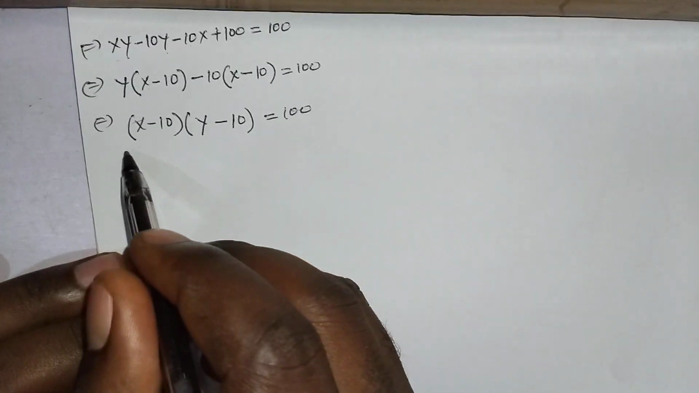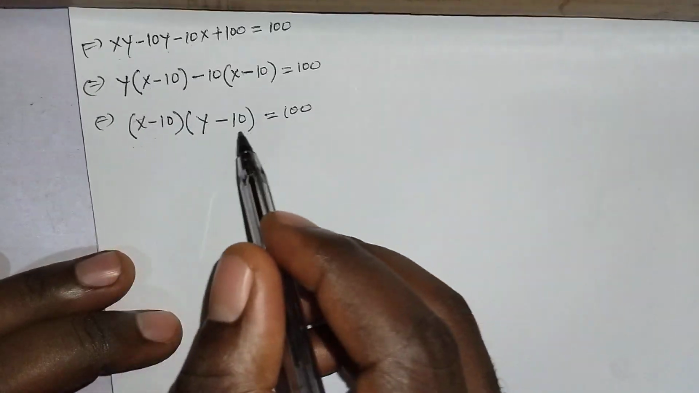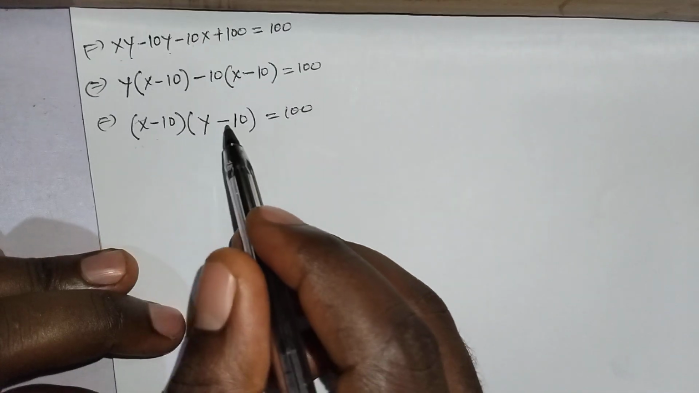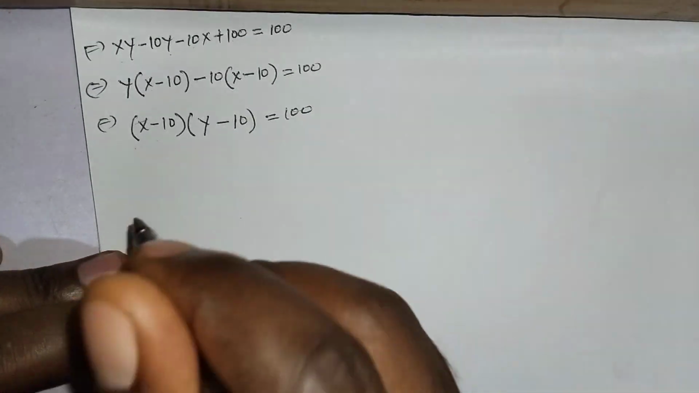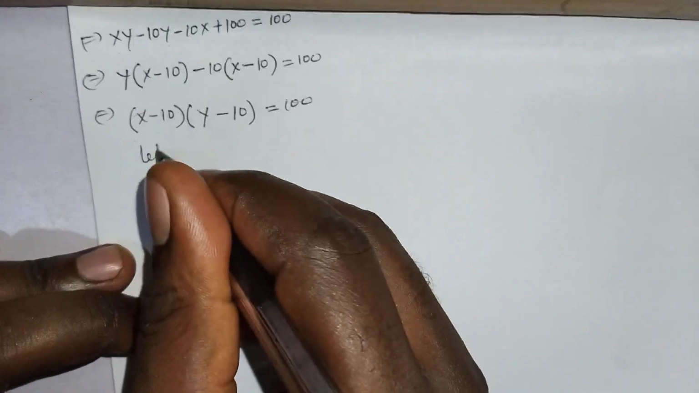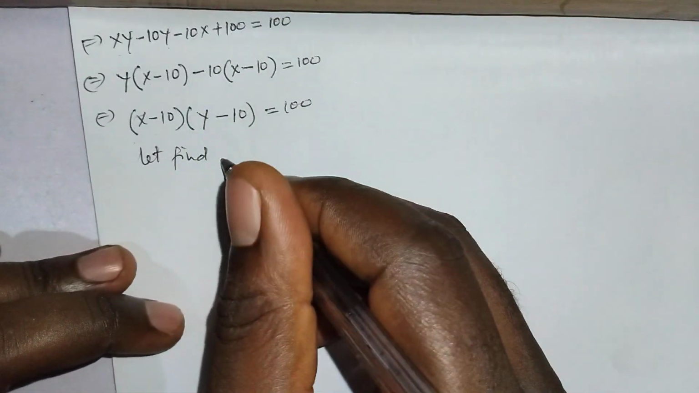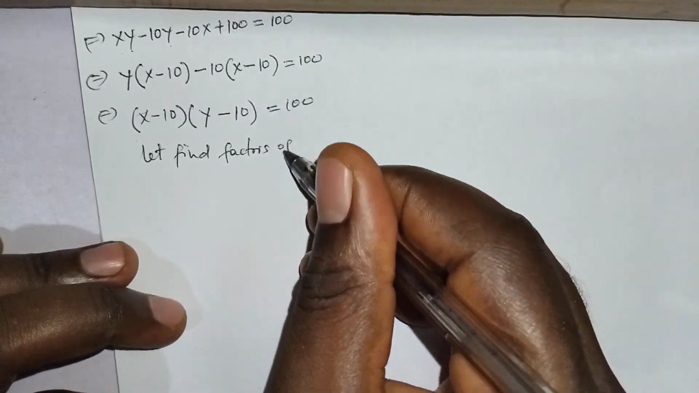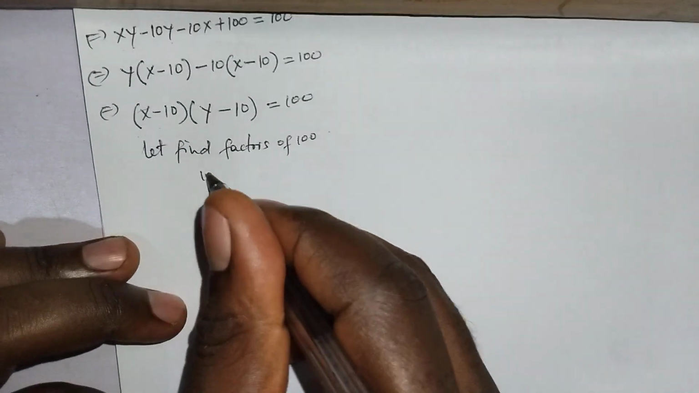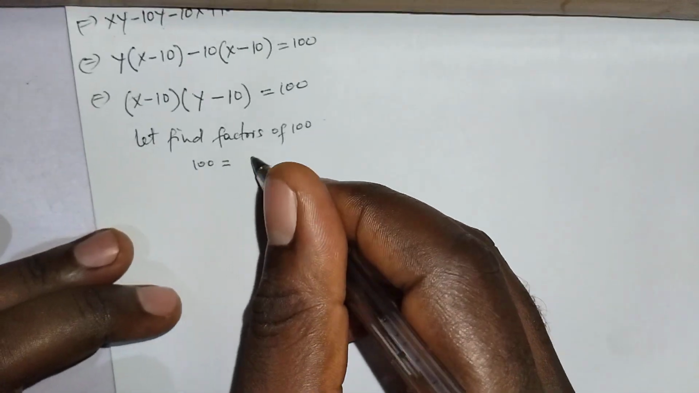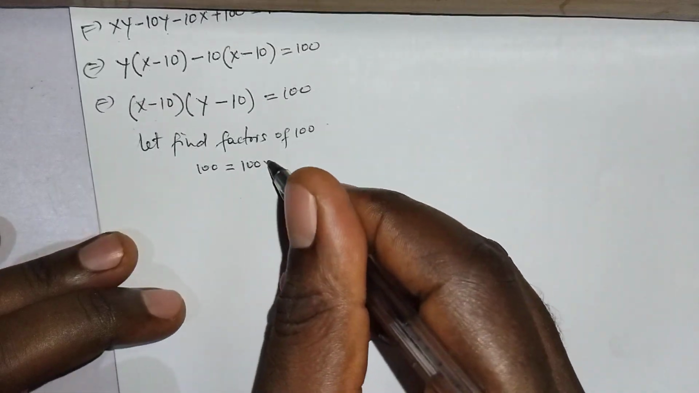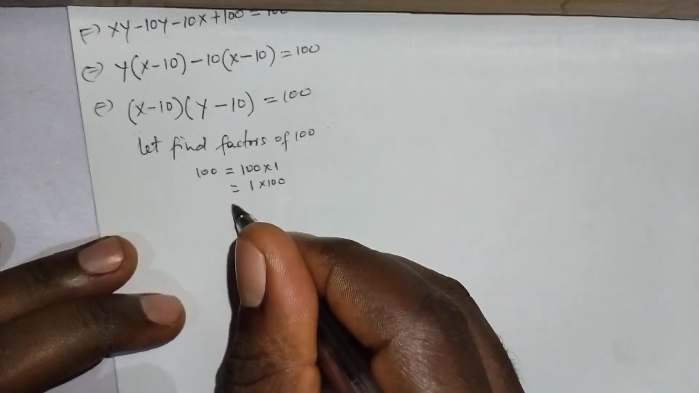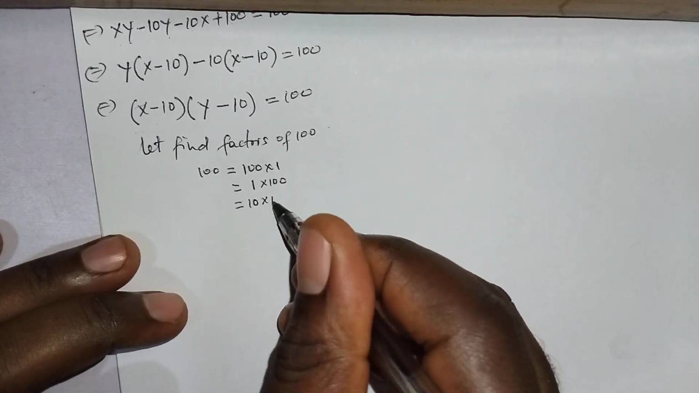As we see, we have the multiple of x minus 10 and y minus 10, which is equal to 100. Now to find factors of 100. 100 can be equal to 100 times 1, or it can be equal to 1 times 100, or it can be equal to 10 times 10.